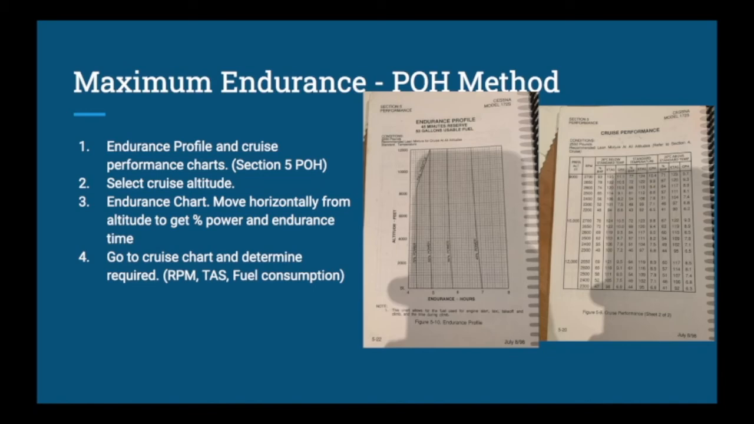You can look at the POH and use the same method. There's an endurance profile chart. You can look at your percent power, look at your fuel endurance on the bottom, and then we'll look at the cruise performance chart to determine that power setting in RPM.